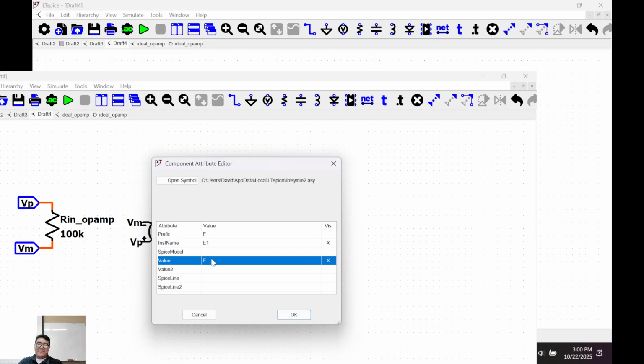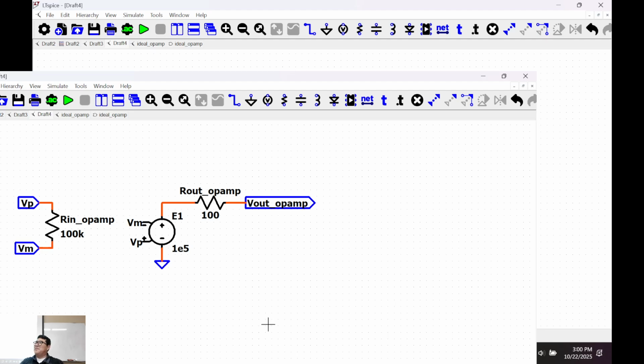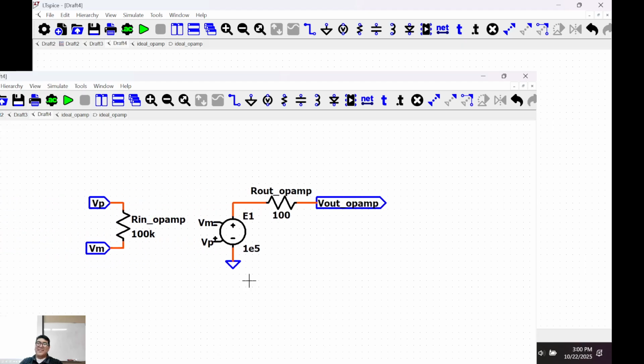And then what's our gain? This right here is our gain value. Let's see. 1E5. Let's do that. Is 1E5 10 to the 5th? Right? Is that good with everybody? Can we say that this is our ideal op amp? Or non-ideal? Or we're adding a parasitic?